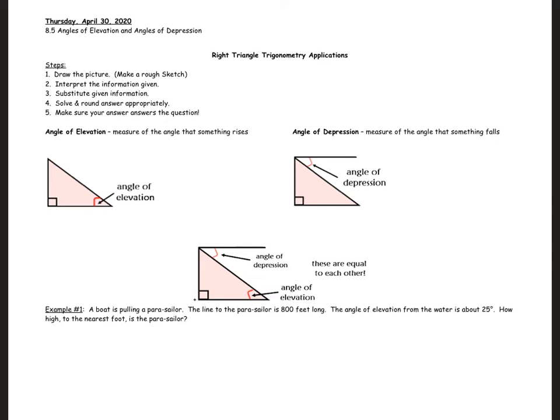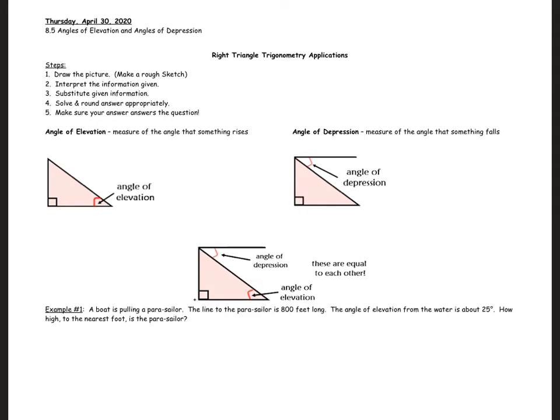My advice whenever you are working with applications of trigonometry: first you should draw the picture. When I say draw a picture, just make a rough sketch of a right triangle. You're going to interpret the given information, substitute that given information and solve, and round your answers appropriately. Make sure your answer answers the question that is being asked.